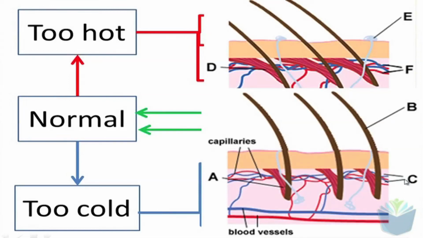For C, which is vasoconstriction, the capillaries which are close to the surface of the skin, they get blocked off, and blood is diverted back deeper into the skin, thereby conserving heat. And as you can see here, that sweat production has stopped completely.